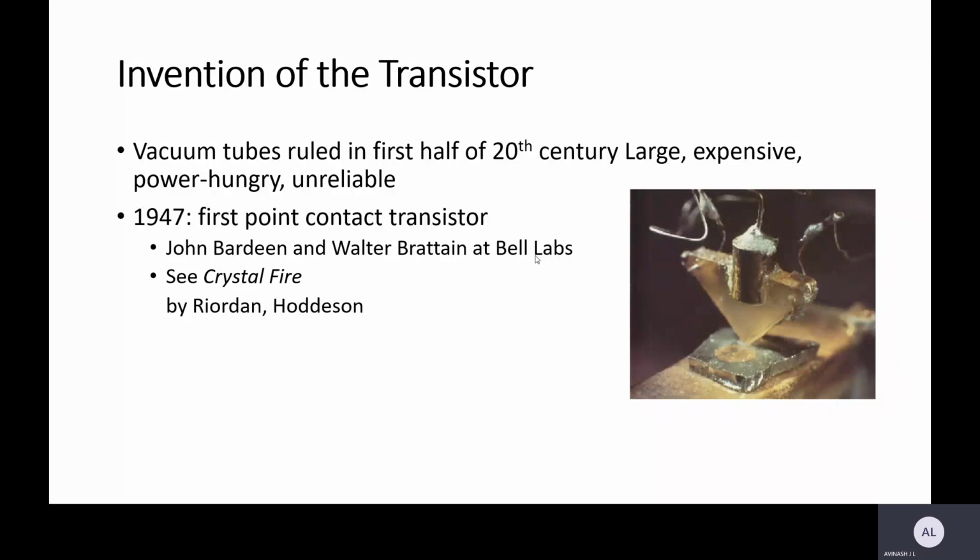In 1947, the first point contact transistor was invented by John Bardeen and Walter Brattain at Bell Labs. You can see in the figure something like a crystal, and how it works.